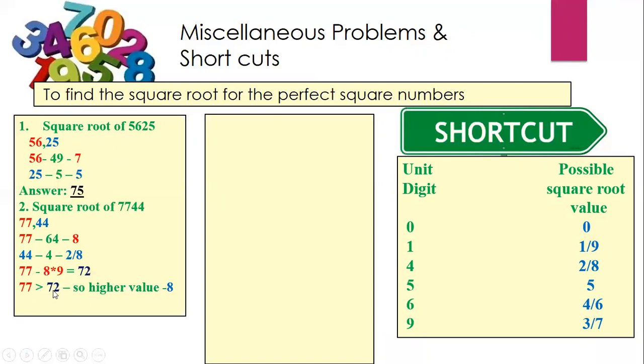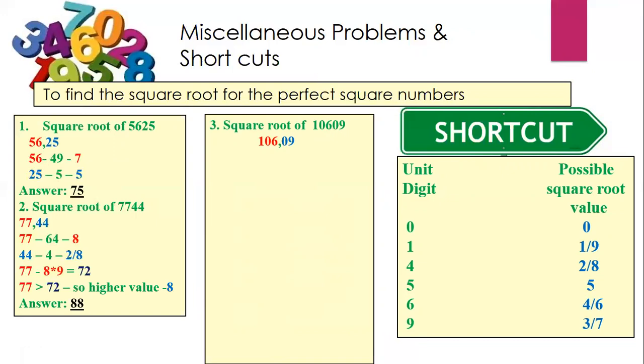Here, since 77 is greater than 72, the highest value I will take is 8. So our answer is 88. Okay. Now, square root of 10609. From the last, I split it as 106 comma 09.